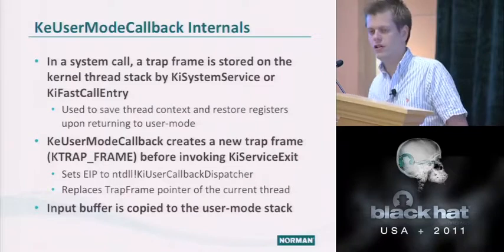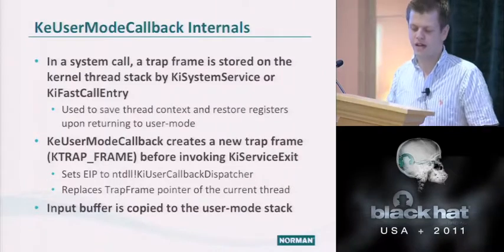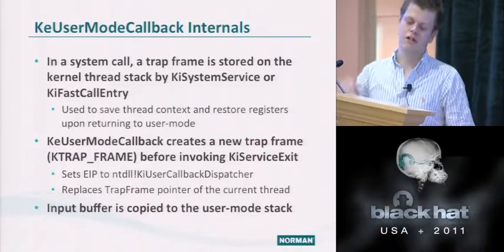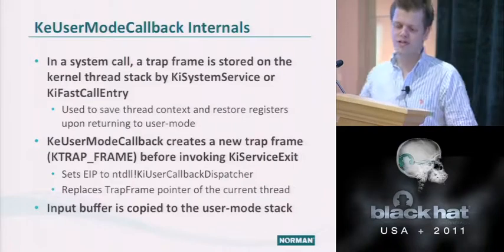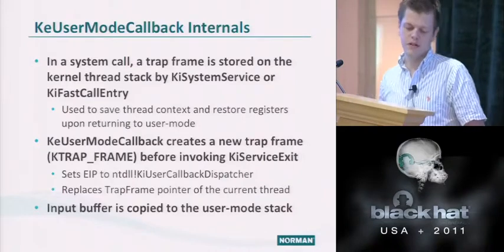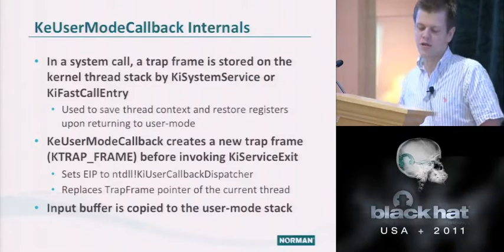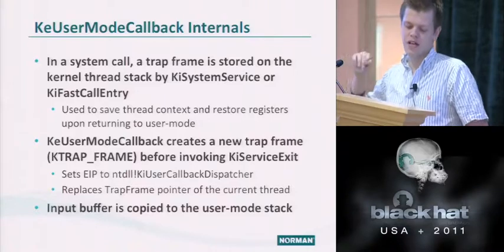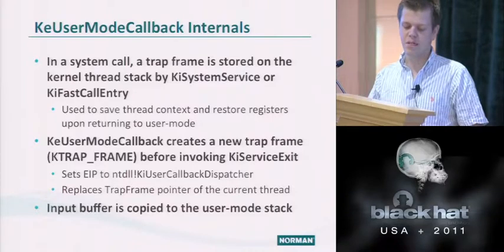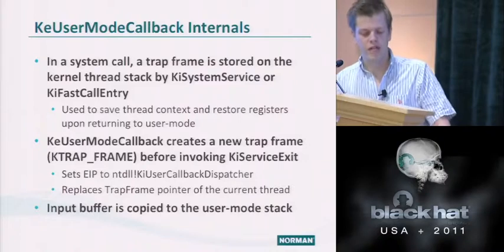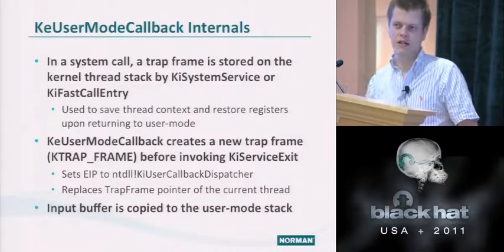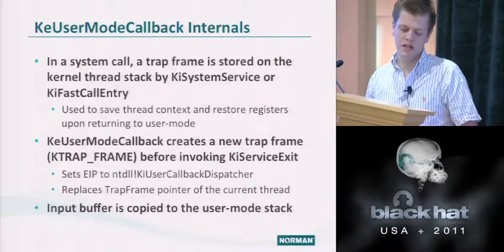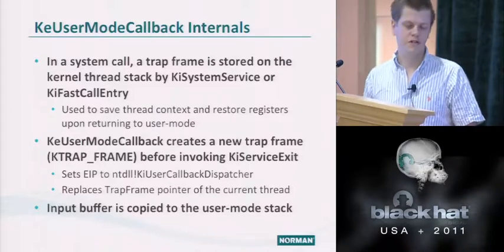In a system call, a trap frame is stored on the kernel thread stack, and this is to save context. So when you return from the kernel, you want to restore those registers. The user mode callback mechanism does the opposite. In the kernel, it creates a new trap frame and fakes the EIP. It sets the EIP to KiUserCallbackDispatcher, which then calls the user32 function. It also copies the input buffer to the user mode stack.